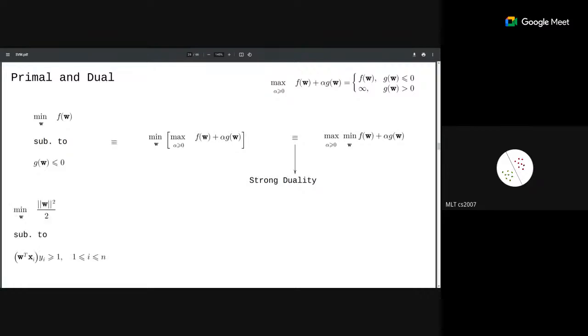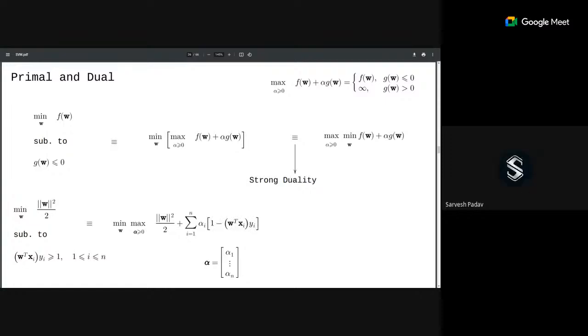Now let's look at our problem, which is what we are concerned with, where this is the function we are minimizing. So for us, it's norm w square by 2 subject to n inequality constraints. So I can now write this Lagrangian as this, right? For each inequality constraint, I have one alpha i. And can someone tell me why I have written it down like this? Why is it 1 minus y i w transpose x i?